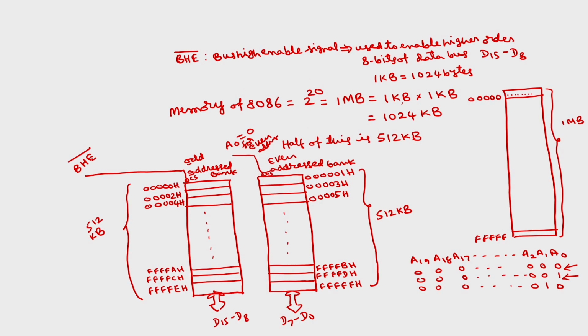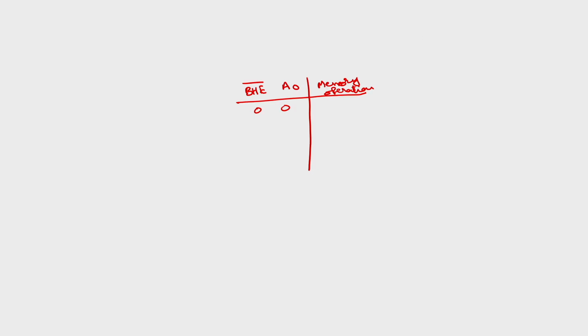Both are 0, so this chip select bar is 0, which means this chip will be selected, and this chip will also be selected. This will give 8-bit information, and this will give 8-bit information. At a time we can read 2 bytes, which is called one word. This is a word operation because both the banks are enabled. A0 is connected to the chip select of the even bank, and BHE bar is connected to the chip select of the odd bank. Because both are 0, both the banks will be selected. One bank will give 8 bits, another bank will give 8 bits. Overall it will be 2 bytes, or one word.